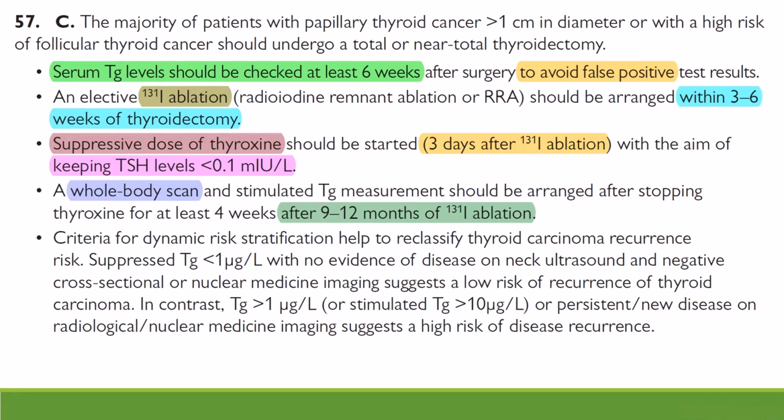And we can stop thyroxine for 4 weeks or liothyronine for 2 weeks, or we can continue thyroxine and give Thyrogen as an alternative method. So the assessment of TG should be checked at least 6 weeks after, not before 6 weeks.